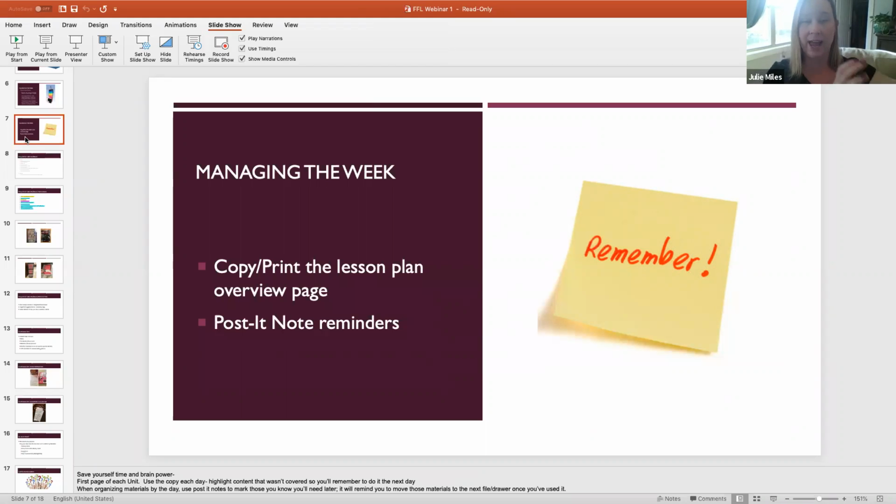So that way, as I was going through and I finished day 1, I had that Post-it note from past Julie to tell future Julie to move that to day 3. So that way I didn't have to go looking for materials every single day. I knew that certain ones would need to get moved. And that way I was saving myself brain power and saving time by giving myself reminders. Next slide.